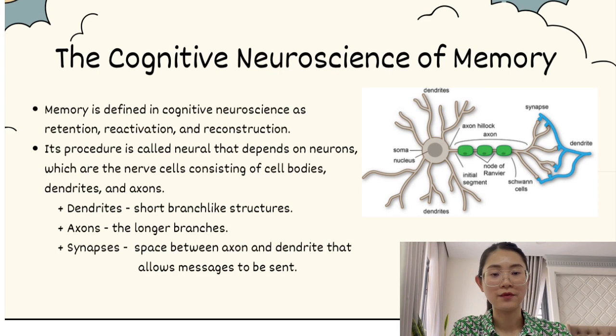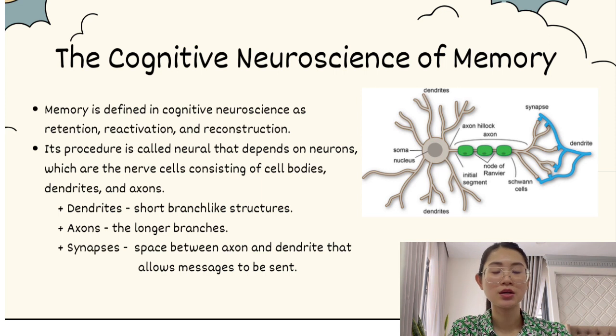Memory is defined in cognitive neuroscience as retention, which is the action of absorbing and preserving things and experiences in mind, and learning that makes recall and recognition possible. Reactivation is the process of making something active again, and reconstruction is the process of remembering, conceived as involving the recreation of an experience or event that has been only partially stored in memory as an internal representation.